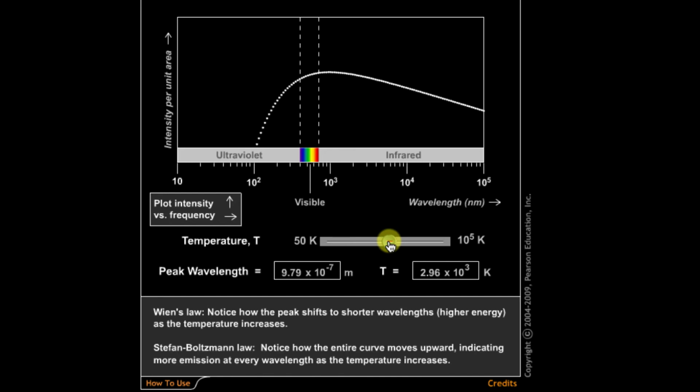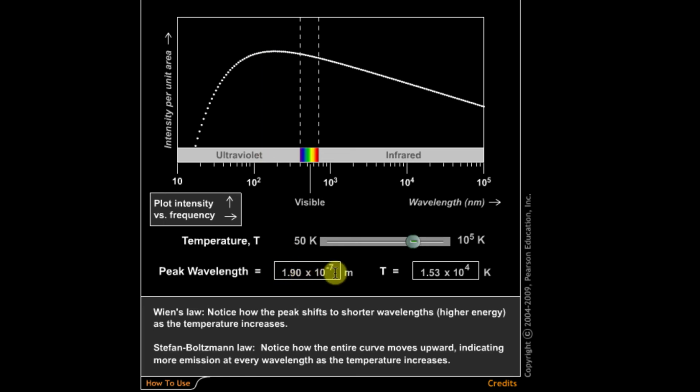If we increase the temperature, the total area under that curve is increasing, indicating a much greater energy overall. But also the peak wavelength, the brightest wavelength, is now in the ultraviolet. And so this is 1.9 times 10 to the minus 7. That's 190 nanometers. So that's more of the ultraviolet part of the spectrum.